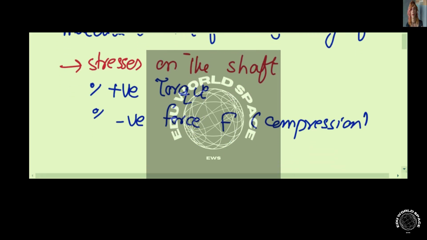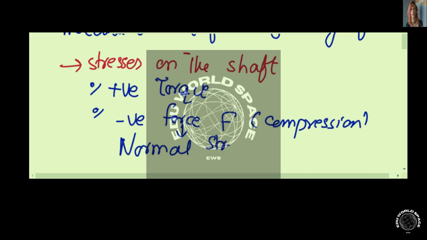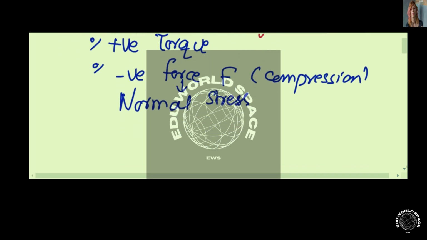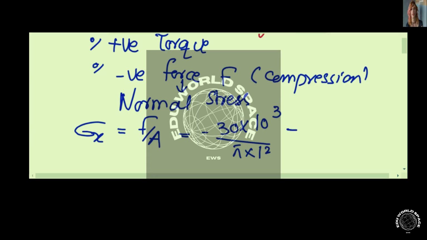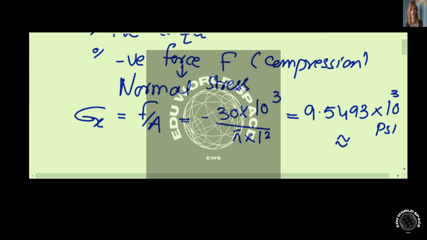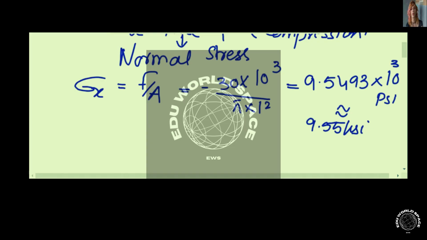The force will be responsible for a normal stress, and that can be found by using the equation sigma sub x is equal to F divided by A. That is equal to negative 30 times 10 raised to power 3 divided by pi times 1 squared, which is equal to 9.5493 times 10 raised to power 3 psi, approximately 9.55 ksi.